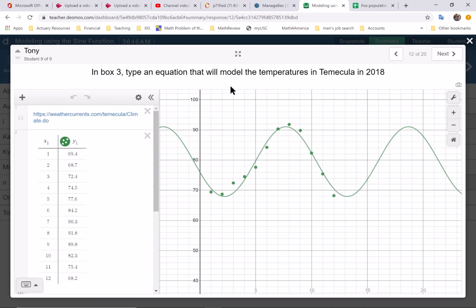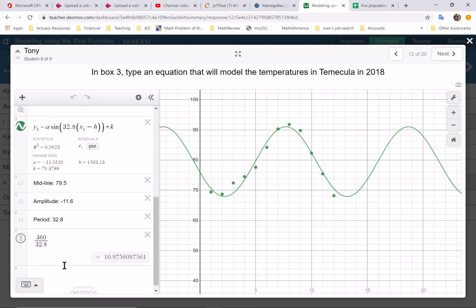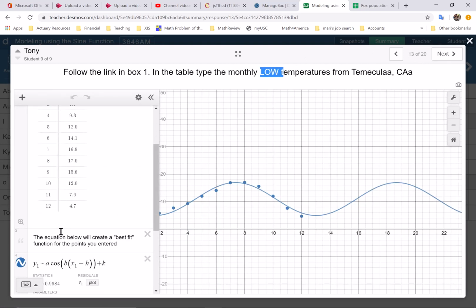Next one, again, you go to this website and you type in the function, and this is again the temperatures in Temecula. You find the model, you find the midline, amplitude, period. Oh, we already did this one. Next one, this is the low temperatures, so you do the same thing.